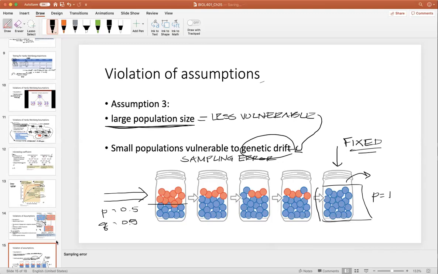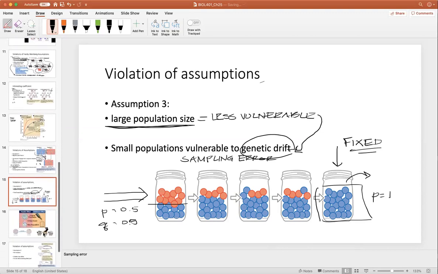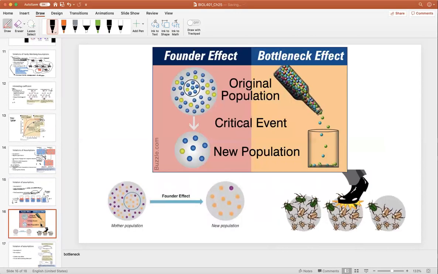Now, in thinking about genetic drift, there's a couple of special cases of genetic drift that may make this a little bit more obvious to you guys. So we see genetic drift a lot with two phenomena, one called the founder effect and one called the bottleneck effect. So I'm going to start with the founder effect. Let's look here. Let's say we have a mother population where we have P's and Q's. Let's say that the P's are yellow, okay? And the Q's are purple.